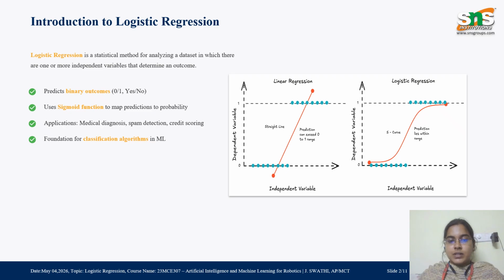The difference between linear and logistic regression is, here you can see linear contains a straight line to separate, whereas logistic contains an S curve. So the prediction lies within the range 0 to 1, whereas in linear regression the prediction can exceed the 0 to 1 range. Here you can see the curve of separation.